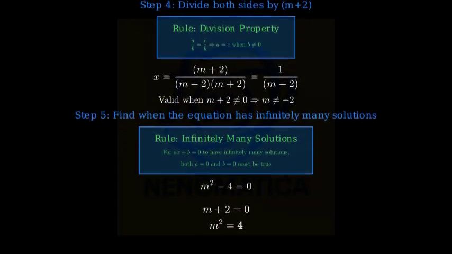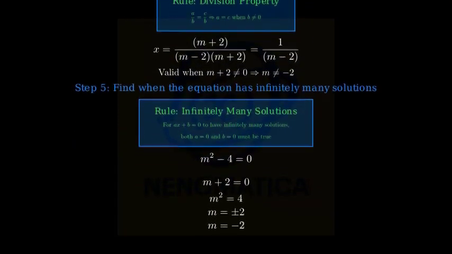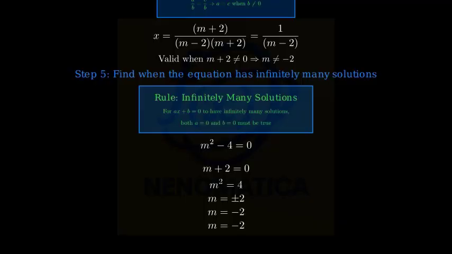For a linear equation like this to have infinitely many solutions, both the coefficient of x and the constant term must be 0. In our original equation, after rearrangement, we had x times m squared minus 4 equals m plus 2. For this to have infinitely many solutions, we need m squared minus 4 to equal 0 and m plus 2 to equal 0. Let's solve these conditions.